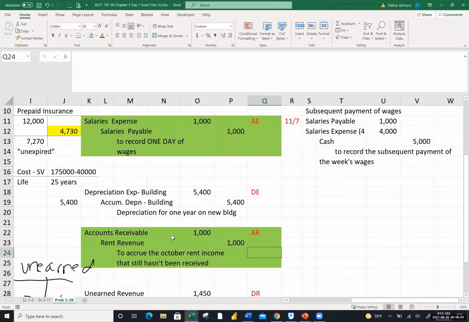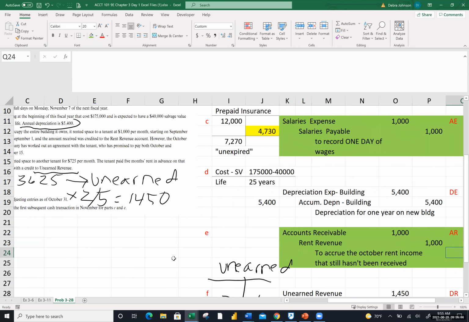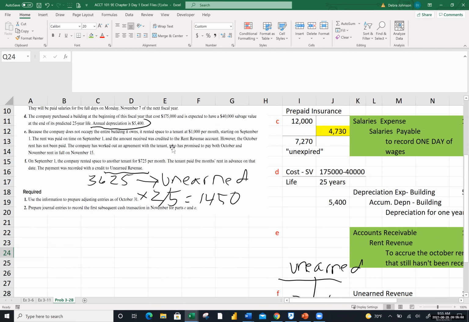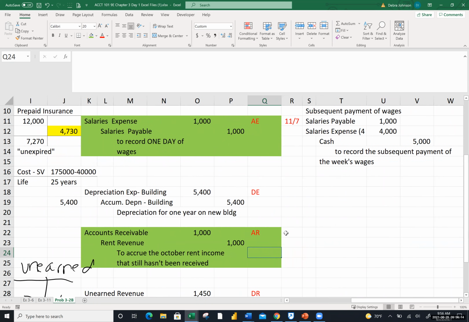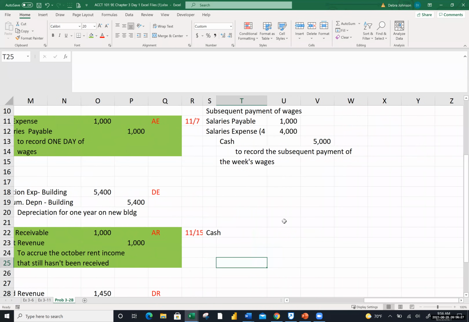And then this one, remember this one, we can go back and read letter E, but that was the one where the guy was going to come back and pay 2 months worth of rent right here. It says the company worked out an agreement with the tenant who is going to pay both October and November rent on November 15th. So now what they're asking you is, okay, hey, what would you do on the subsequent receipt of that money? Well, remember, the tenant's going to bring you in 2 months worth of rent. So you're going to recognize all the cash. He's going to bring you 2 months worth of rent. So that would be 2,000.